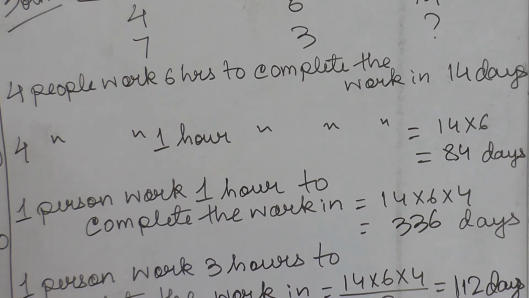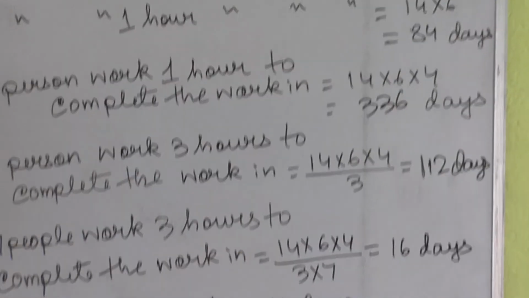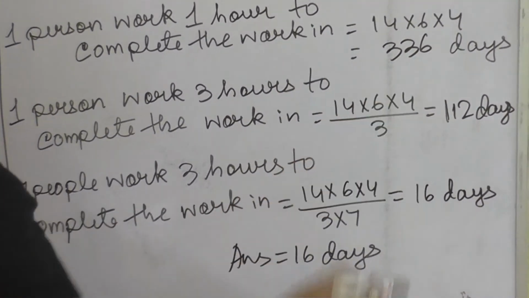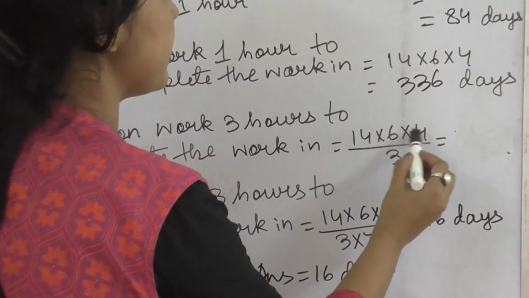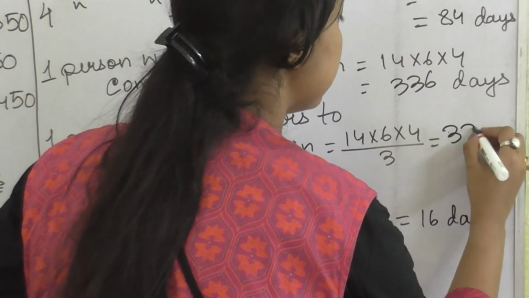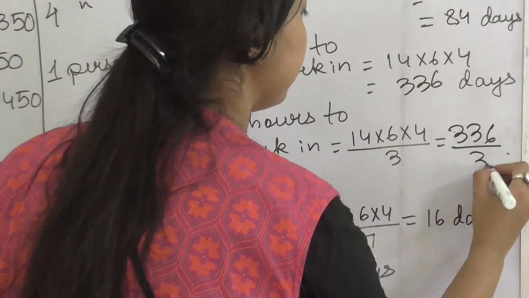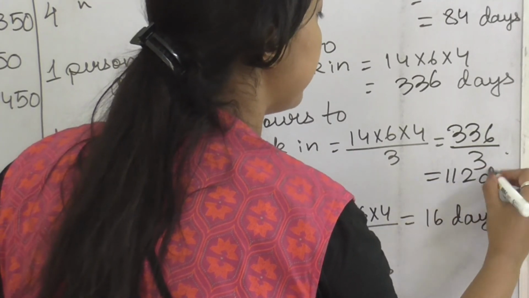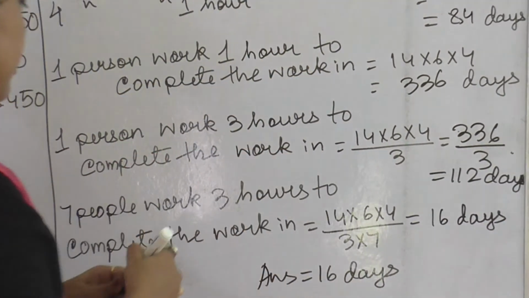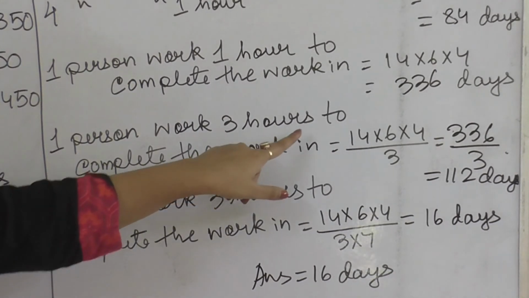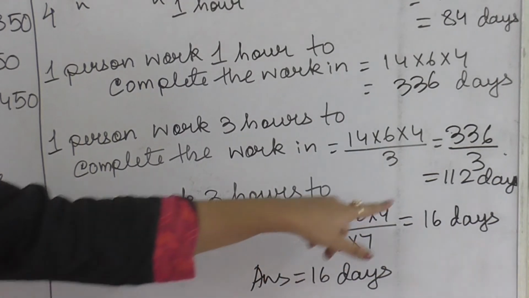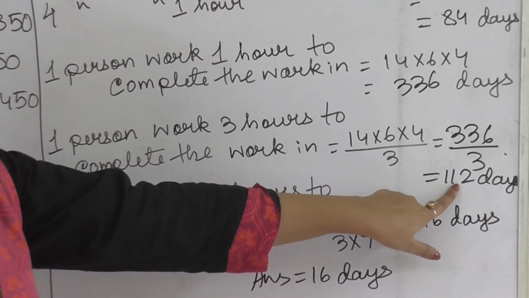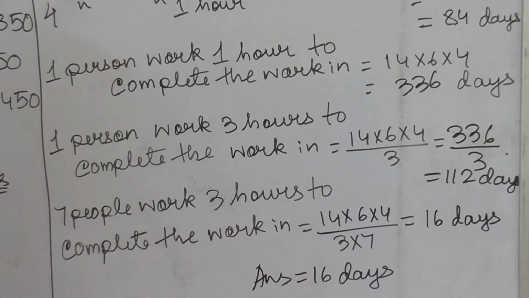Now if 1 person works for 3 hours in a day, how much time will he take to complete the work? That is this 366 divided by 3. Here I am showing you that 14 into 6 into 4, that is 366 divided by 3. We are getting 112 days. If 1 person works 3 hours in a day in order to complete the work, then he will take 112 days in order to complete the work.